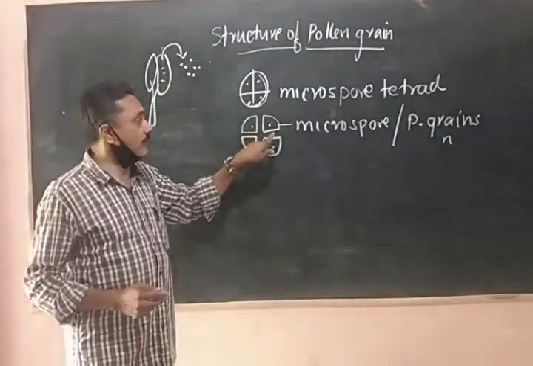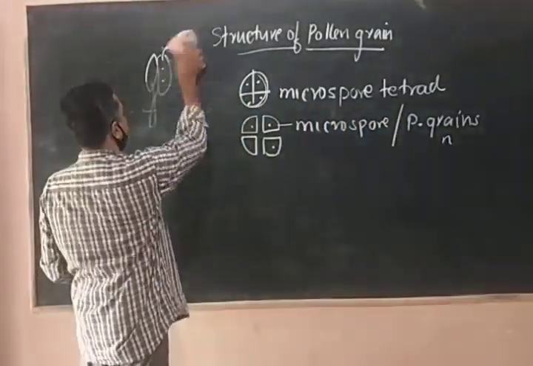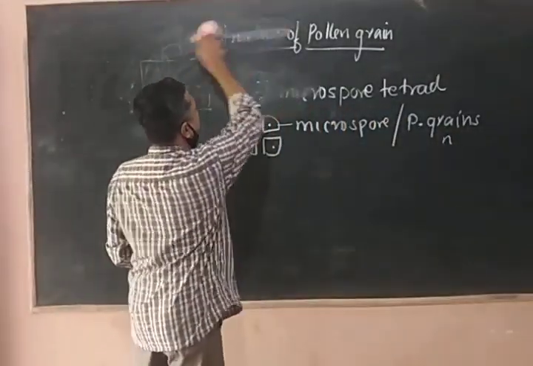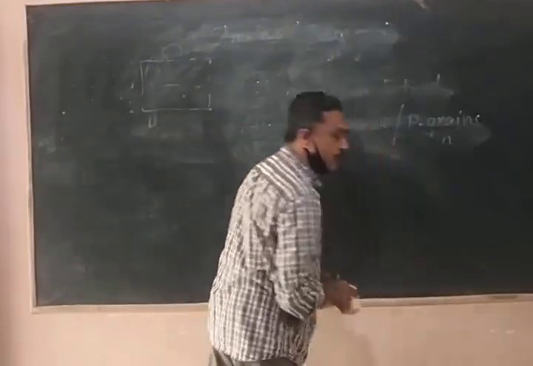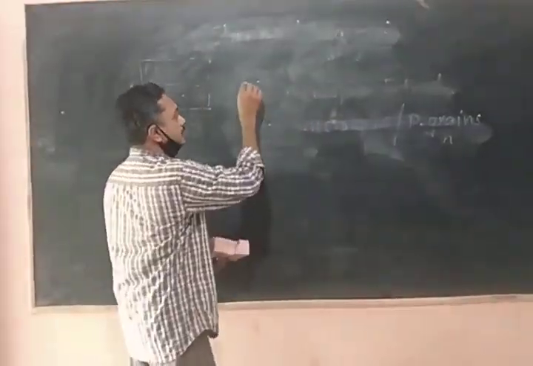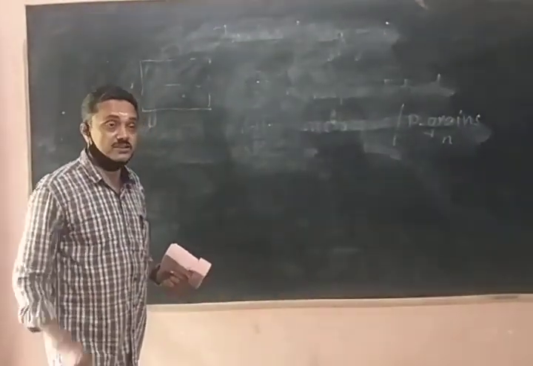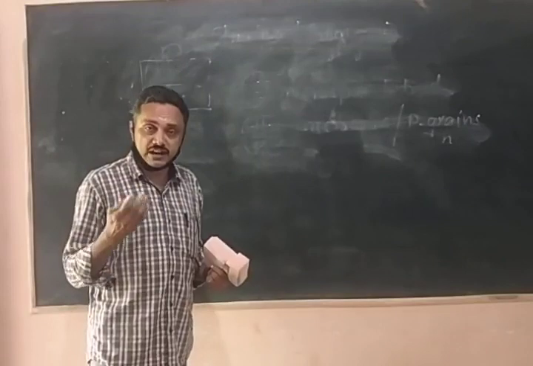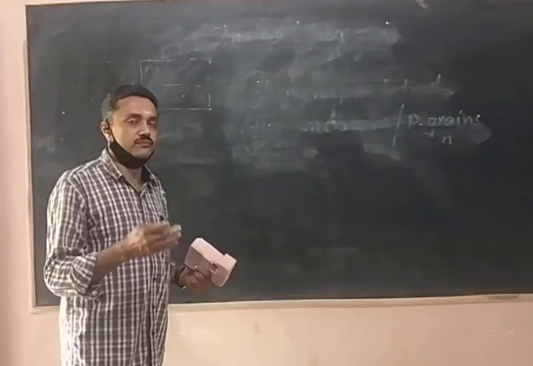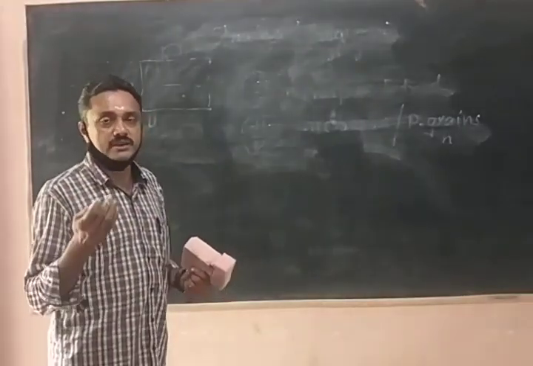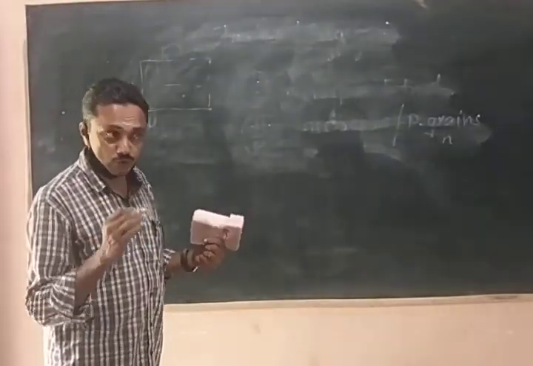Next, what is the structure of a pollen grain? You can see the structure of a pollen grain. There is a branch of biology which deals with the study of pollen grains. The study of pollen grains is called palynology. Pollen grains differ in shape, color, and appearance, so that may vary from plant to plant. Pollen grains are very important because they contain male gametes. So I will now explain the structure of a pollen grain or microspore.